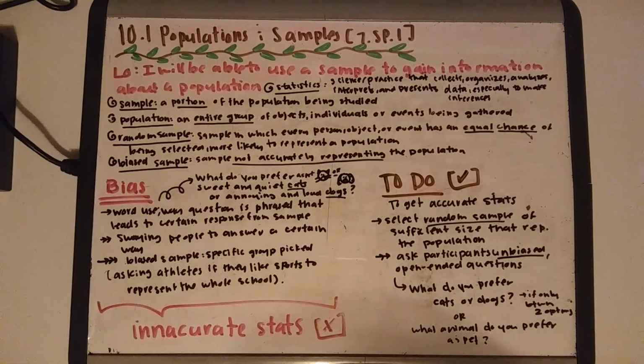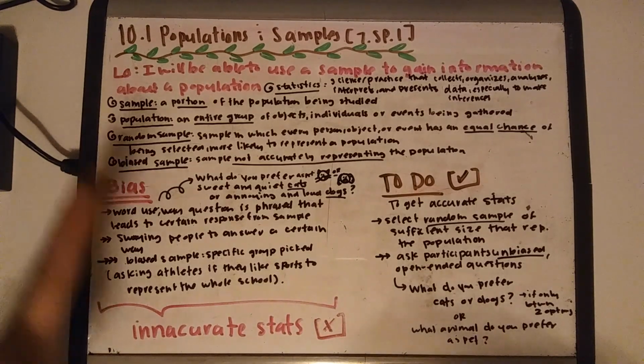An example of a bad sample would be asking the basketball team if they like sports, right? So that's a very specific group. It's not accurately representing the whole school because they are athletes, so therefore they're gonna like sports. Okay, so those are your vocabulary words.